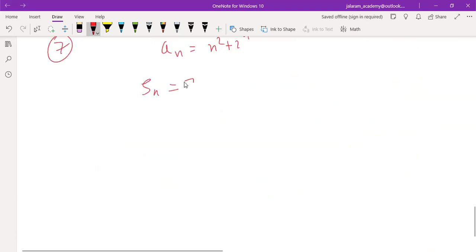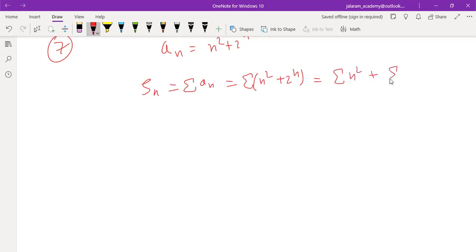Sn equals, we know, sigma n, that is sigma of n square plus 2 to the power n. Now when you separate, it is sigma n square plus sigma 2 to the power n. Now we know the formula for sigma n square. It is n by 6 into n plus 1 into 2n plus 1. Plus, what is the meaning of sigma 2 to the power n? We have not read its formula. So we solve it by using the property.